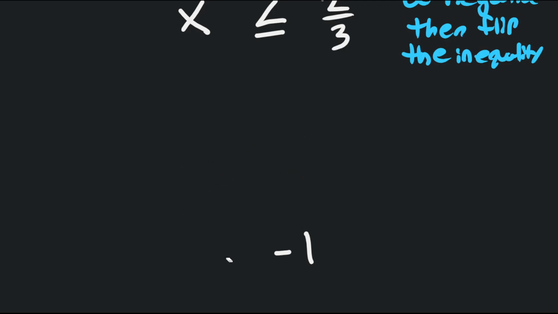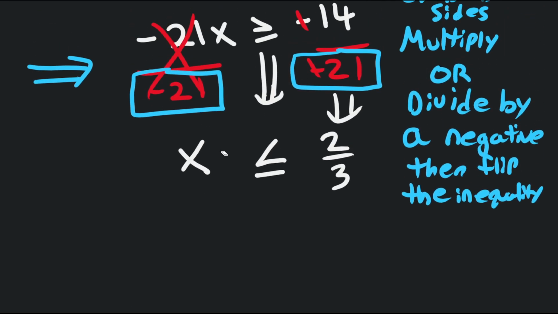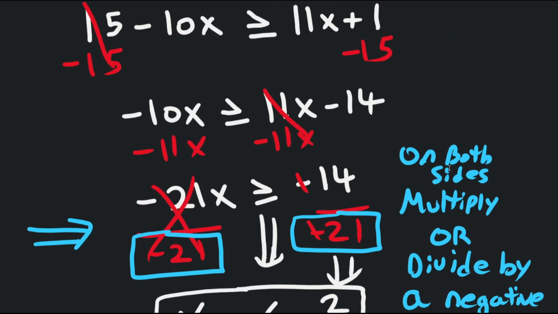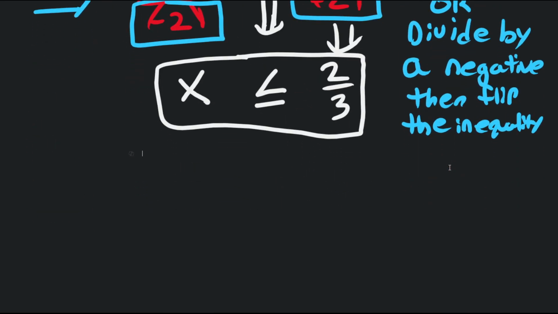So that's the important thing. It's very similar to solving equations, but the only rule you have to watch out for is on both sides, when you're multiplying or dividing by a negative number, you have to flip the inequality symbol. So this would be our answer for this inequality: x is less than or equal to 2/3. So that's how you solve an inequality.